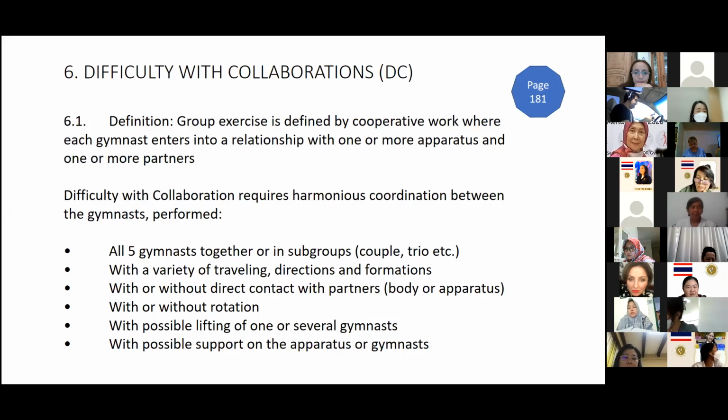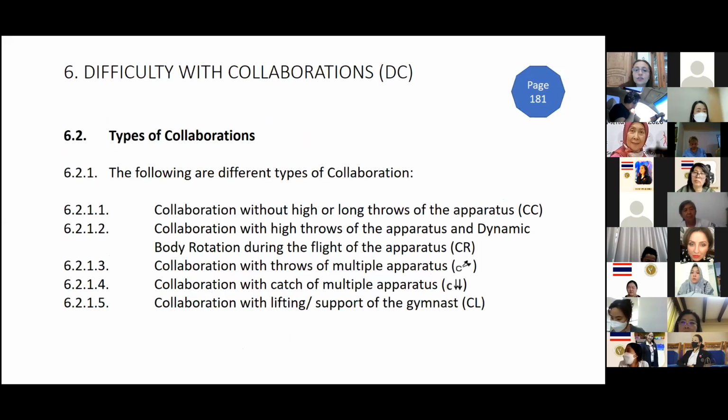with or without direct contact with partners, body or apparatus, with or without rotation, with possible lifting of one or several gymnasts, or with possible support on the apparatus or the gymnasts. These are the types of the collaborations that we have. Collaboration without high or long throws of the apparatus, CC. Collaborations with high throws of the apparatus and dynamic rotation. Collaborations with multiple throws of the apparatus. Collaborations with catch of multiple apparatus. And collaboration with lifting or support on the gymnasts.